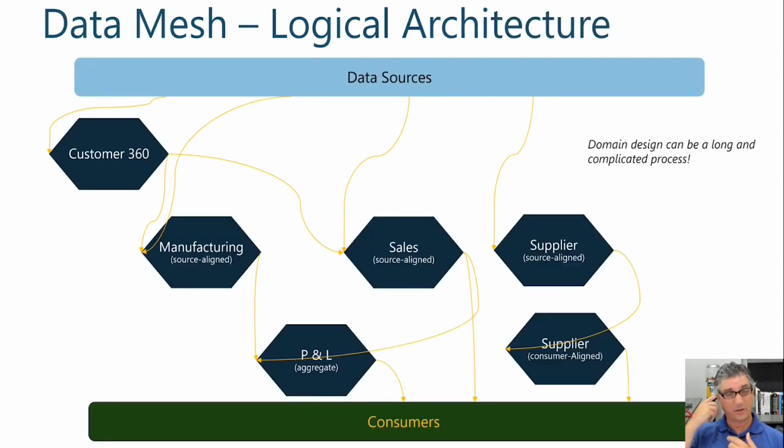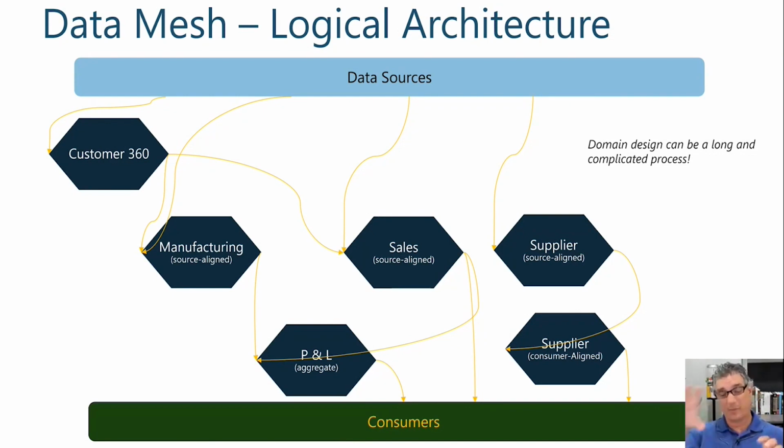Now, if we look at data mesh, the way we create these domains is where it gets very complicated. Domain design can take months with customers, because you have to have these domains which start out source-aligned, but that could be too confusing for end users.